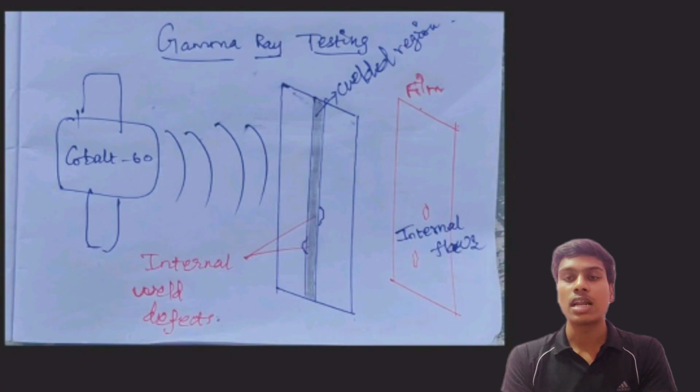After penetrating, we can find out whether there is any defect present inside the material, and we can find the exact position and type of the defect present in the weld with the help of the film. In radiographic testing there are a number of types, but here we are focusing on film radiographic testing. From this video we have learnt about X-ray radiographic testing as well as gamma ray radiographic testing. I hope this video is useful for you. Thank you.